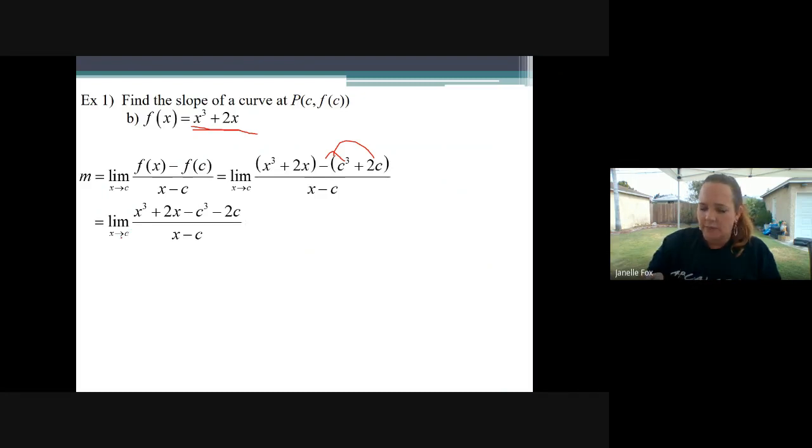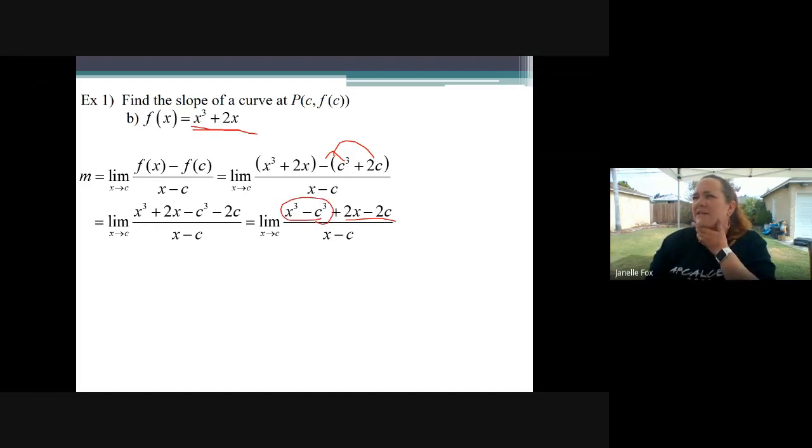Just like last time, we're going to reorganize this baby just a smidge. I'm going to group the cubed guys together. So I have the limit as x approaches c of x cubed minus c cubed plus 2x minus 2c. Out of these second two right here, I'm just going to factor out a 2. Easy cheesy. But what do I do with these first two?